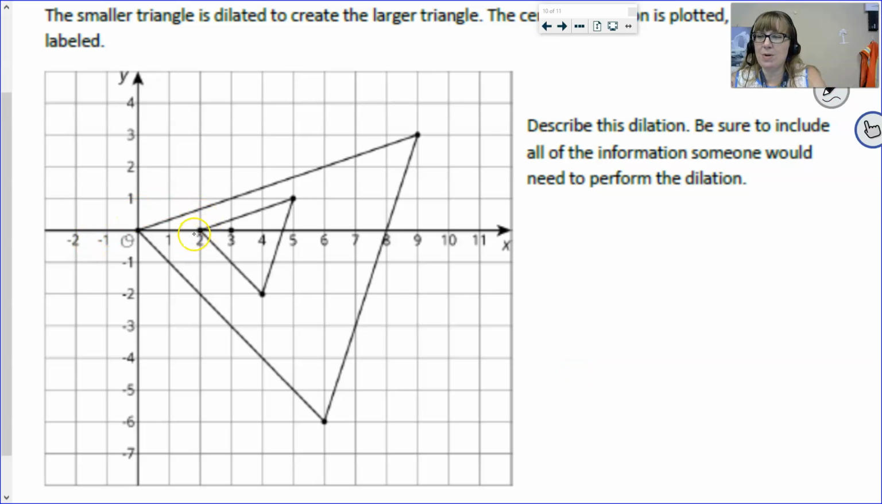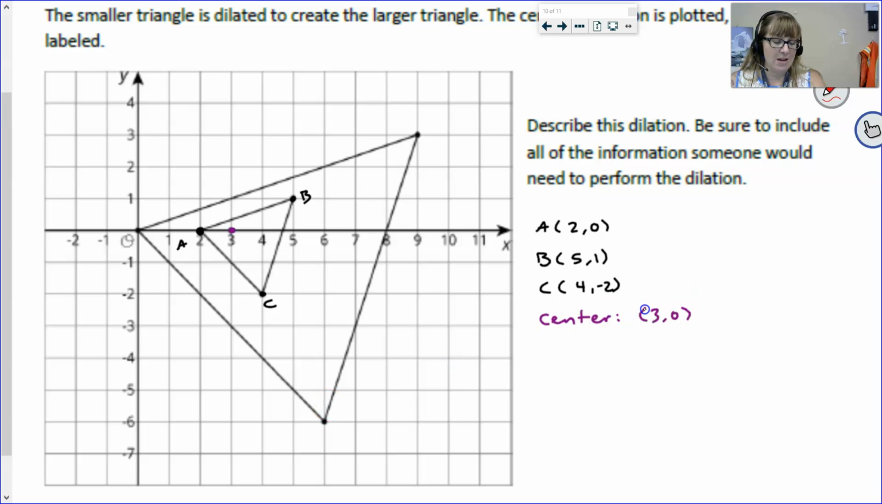Here's some of the original pieces of information. If I label this A, B, and C, then I would say point A has coordinates 2, 0, B has coordinates 5, 1, and C has coordinates 4, -2. So we would need the original information. We would need to know the coordinates of the center of dilation, and the center of dilation is right here. It's been marked for us. The coordinates for the center are 3, 0.